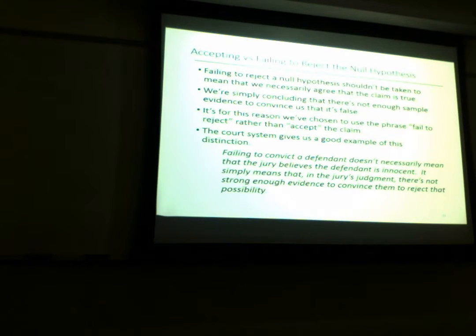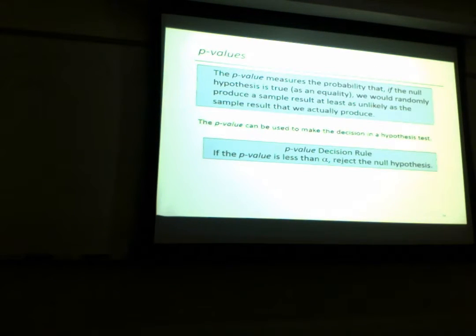And the textbook gives us this example. For example, failing to convict a defendant doesn't necessarily mean the jury believes the defendant is innocent. It simply means that in the jury's judgment, there's not strong enough evidence to convince them to reject that possibility. Make sense?